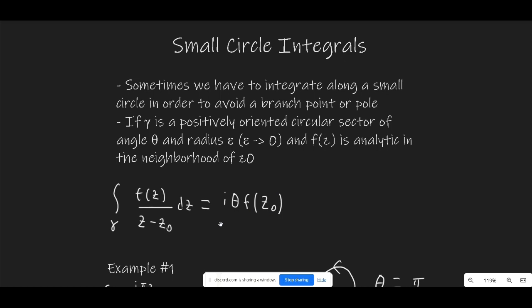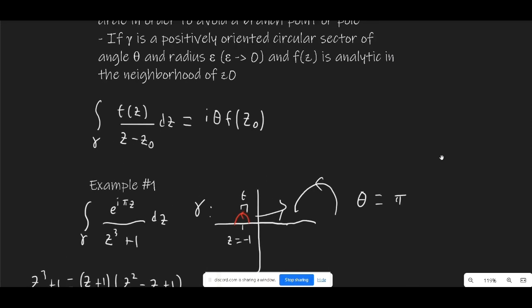This formula is not difficult to prove, so if you want to try to prove it, I definitely suggest it, but it's absolutely not something you need to do. So let's go over an example here.